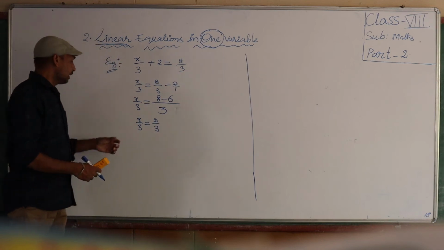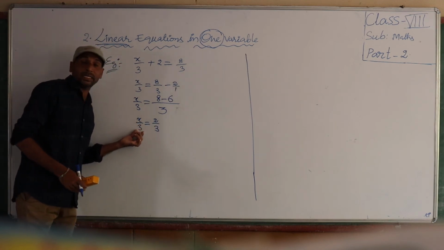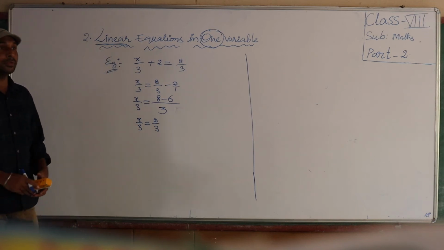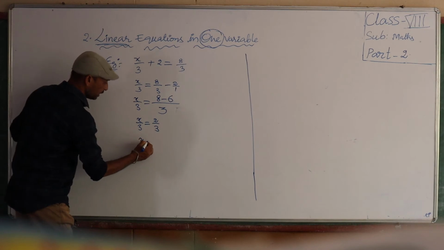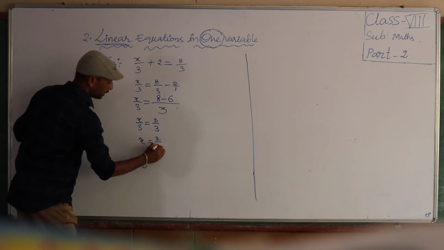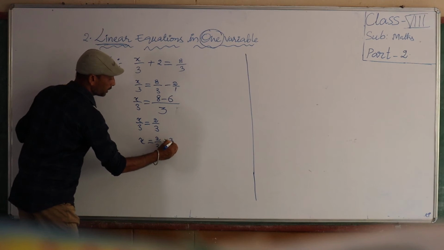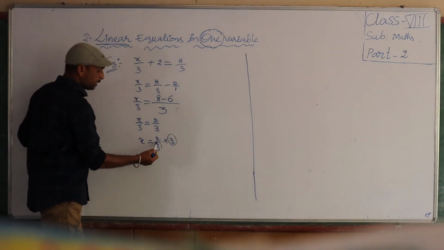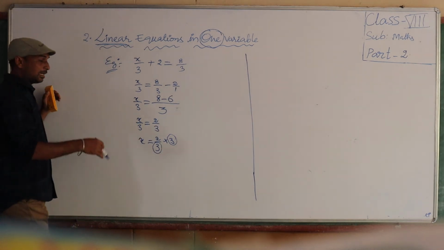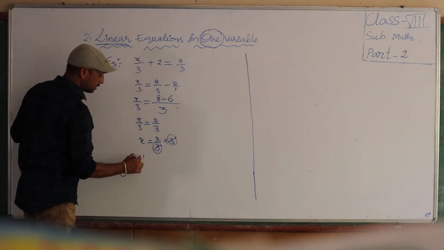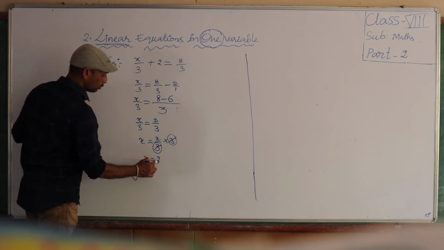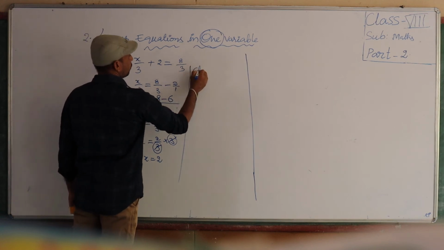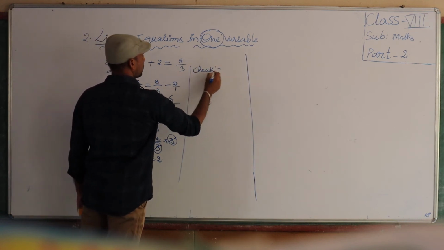Then again, x by 3 is dividing. If you transpose it to the right side, it will become into. So x is equal to 2 by 3 into 3. When we have one as numerator and one as denominator, we can get cancellation. So 3 cancels, then x is equal to 2. Next we'll see, once again, the cross check.